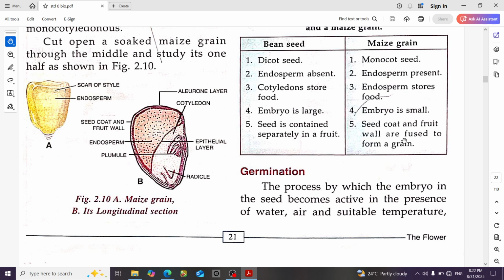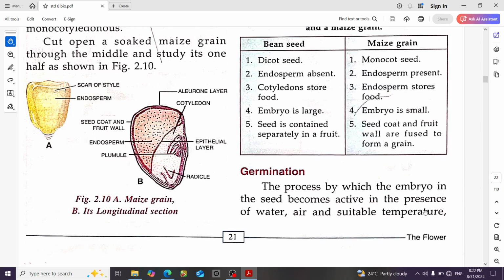Now bean seed and maize grain, they have shown the difference, dicot and monocot. Endosperm is absent in bean and present in maize grain. Cotyledons store the food in bean seed and endosperm stores it in maize grain. Embryo is large in bean seed and it's small in maize. Seed and fruit are separate in bean. Seed coat and fruit wall are fused in maize.